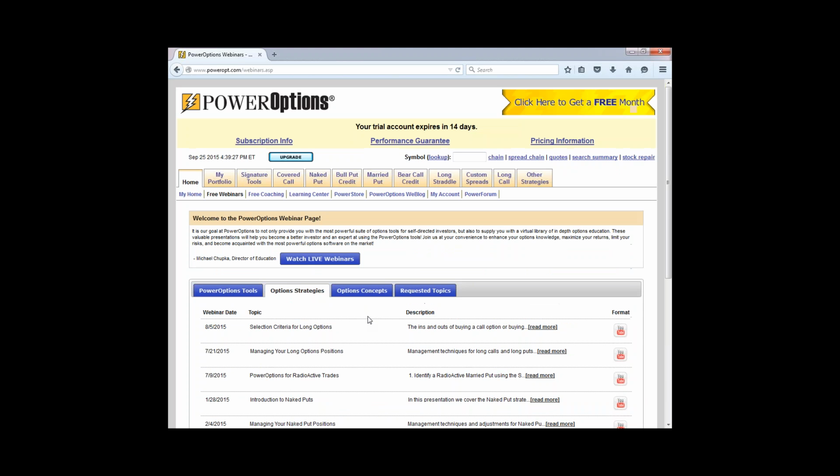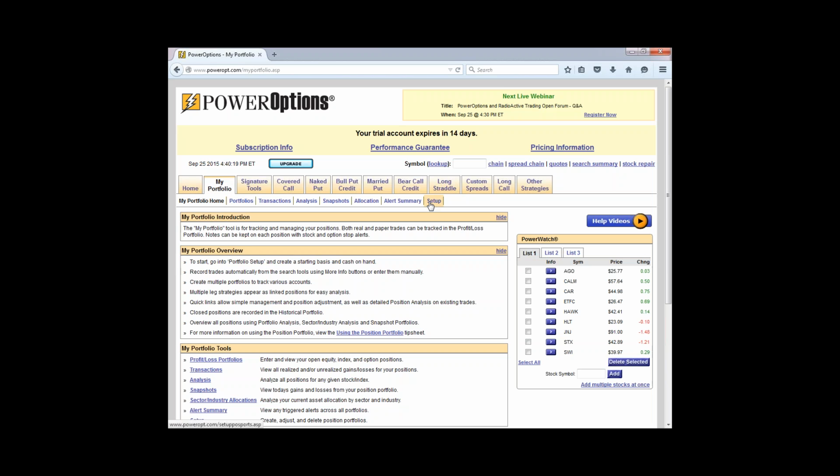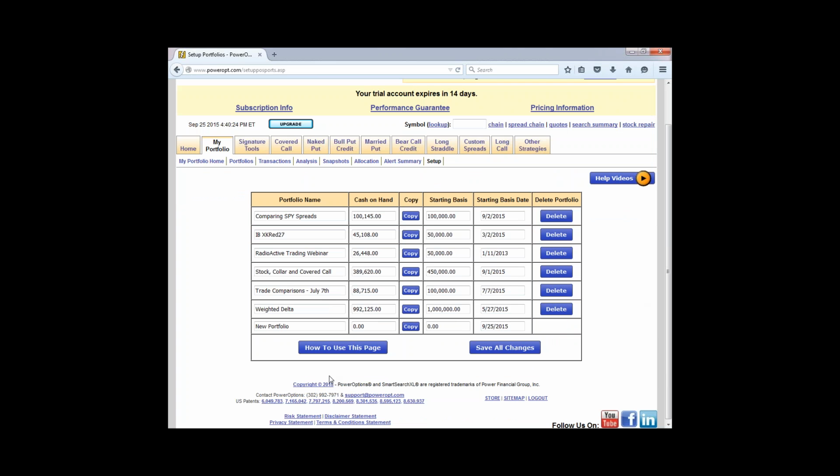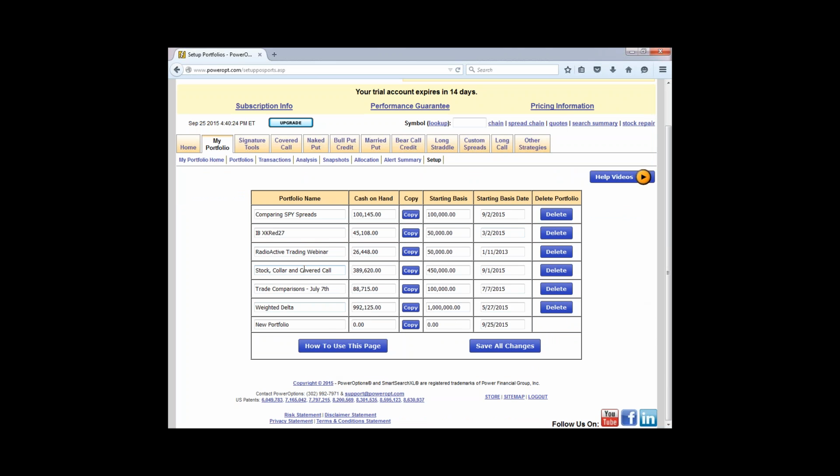I'm going to create a basic portfolio right now from scratch. So we're just going to go into the My Portfolio tab. I'm going to do this first. I'm going to go into Setup. And you see we have comparing SPY spreads that was created a couple weeks ago during a presentation, our Friday presentation, I believe. Radioactive trading webinar, some other comparisons we did in different webinars. We're going to create one here that's just called Spread Management.